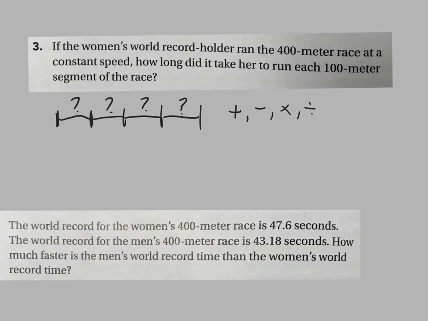So if you know that the woman's race starts here at 0, and then she finishes the race in 47.6 seconds, we need to figure out what each segment would be. Wouldn't we need to divide by 4? So wouldn't we need to take 47.6 and divide it up into 4 equal portions? 1, 2, 3, 4.